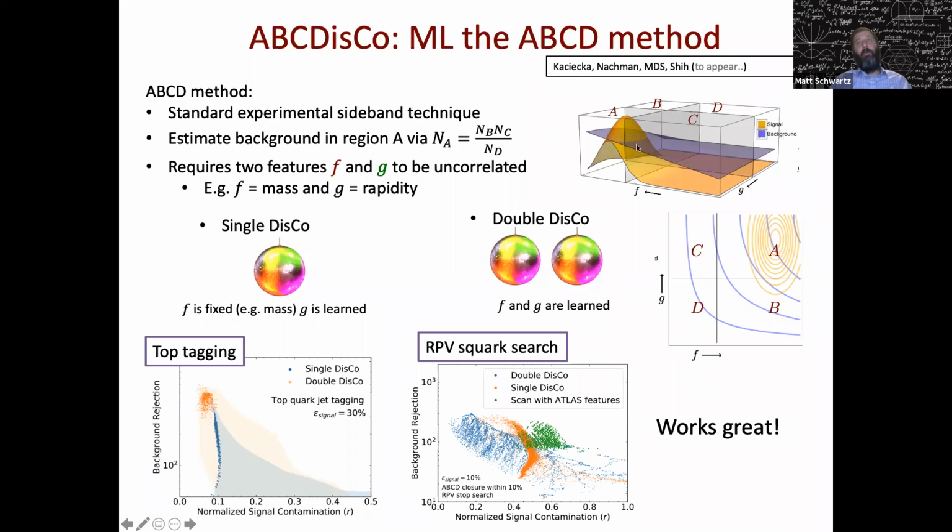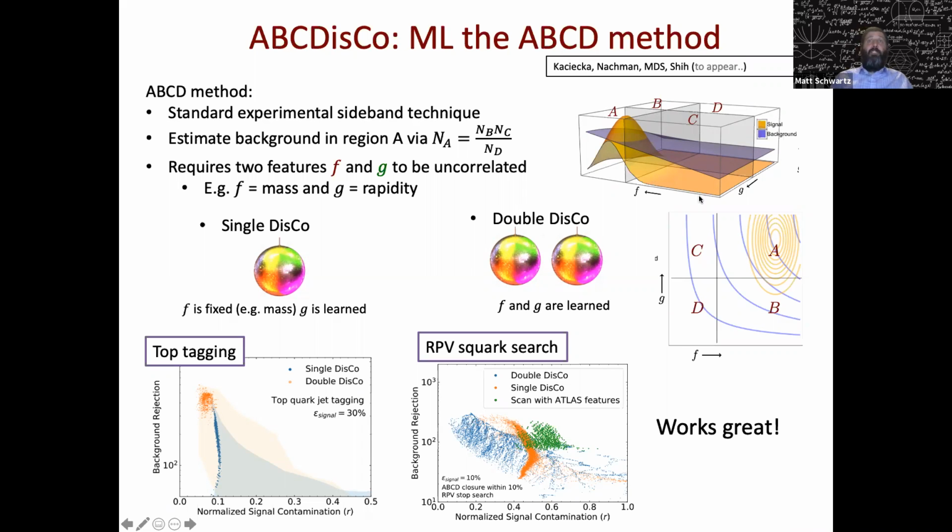The idea here is that you have some background, which is roughly independent of the signal. The signal peaks in some region, say A. So you have two discriminants, F and G, which you plot here. And you have a signal region A, and the background is roughly independent. So then you can estimate the background in signal region A by measuring it in regions C, D, and B, and then saying the number in A is just N_B times N_C divided by N_D. And that holds if the two observables are independent on background.